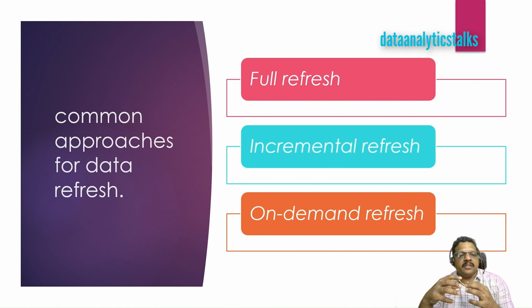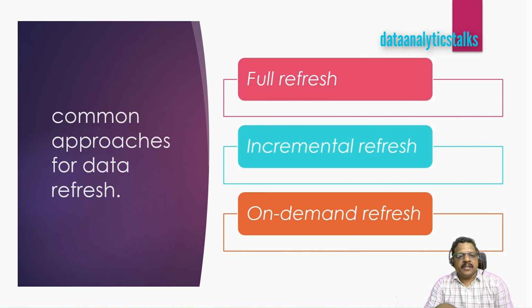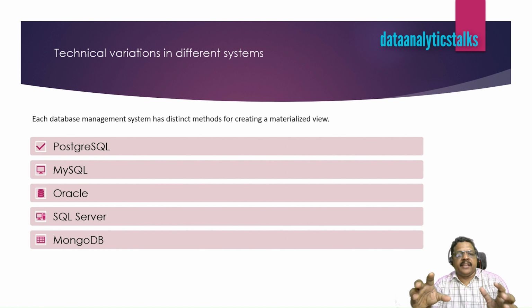We have different approaches for data refresh: full refresh, incremental refresh, and on-demand refresh. Again, there are technical variations in different systems. In PostgreSQL, we have the materialized view, and you have to manually refresh it, recomputing the entire view. You populate the materialized view with the data at the exact moment you create it.